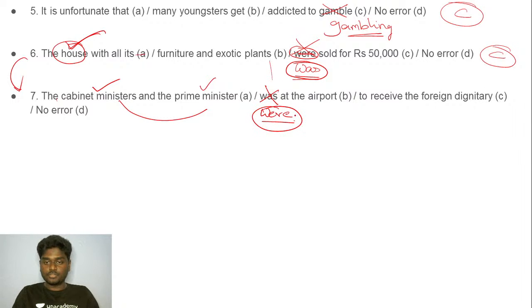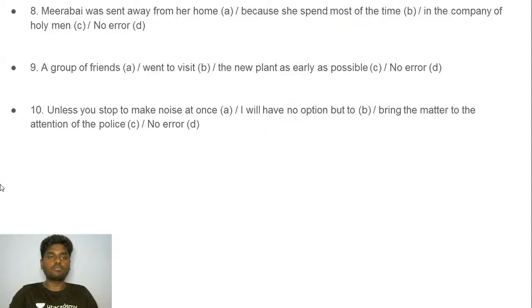verb here. You need to use a plural verb, right? Here you used a singular verb. Why? Because you have a singular house. But here you have many people, so you need to use a plural verb. So the error is with option B. Good, all good. Go for the eighth.